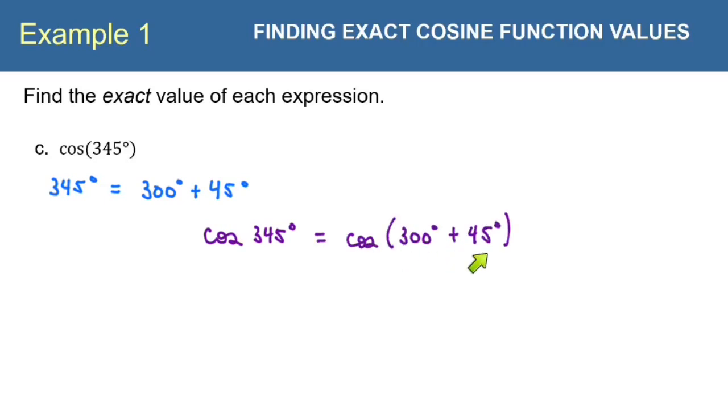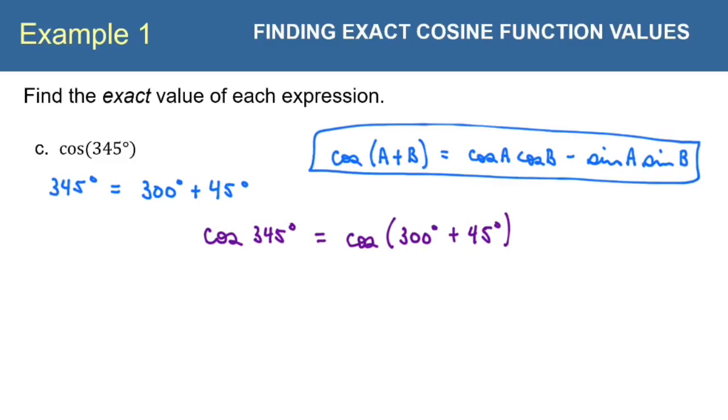Okay, now this tells us that we want to look at our cosine of A plus B identity. So I've copied that for you here. Remember, you'll have your formula sheet that you're looking at, so you will copy this straight off the formula sheet. And now let's plug into this formula using 300 degrees in place of the A and using 45 degrees in place of the B. So cosine of 300 degrees plus 45 degrees is equal to cosine of 300 degrees times cosine of 45 degrees minus sine of 300 degrees times sine of 45 degrees.